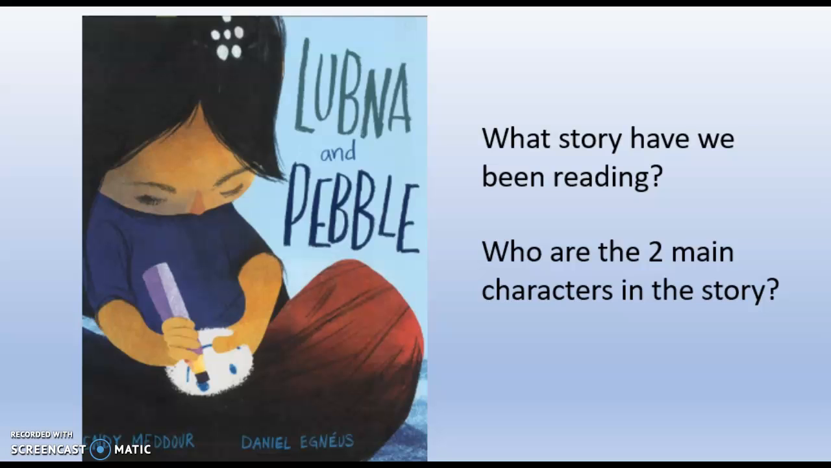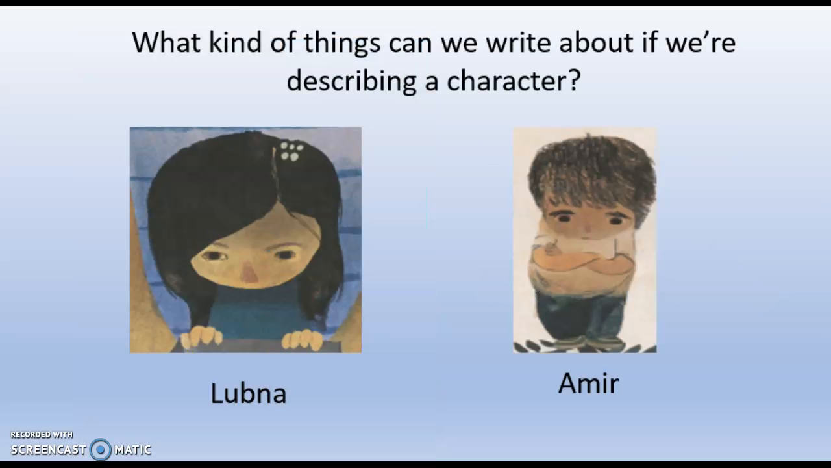So who are the two main characters in the story? Have a think about that while I move on to the next slide. So the two main characters are Lubna and Amir. They become good friends in the story. Today we're going to think about writing a character description.